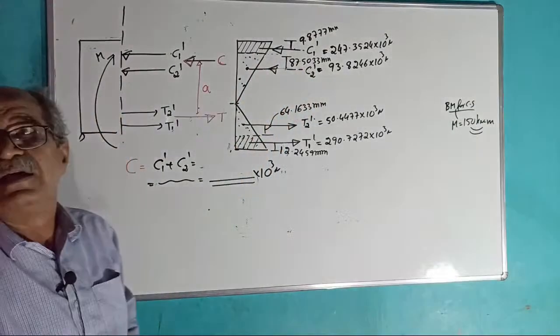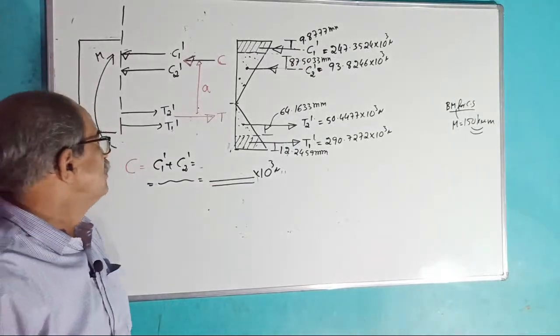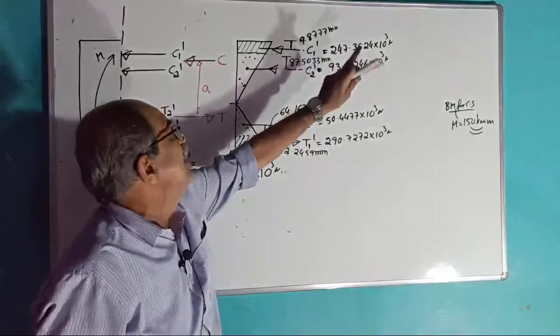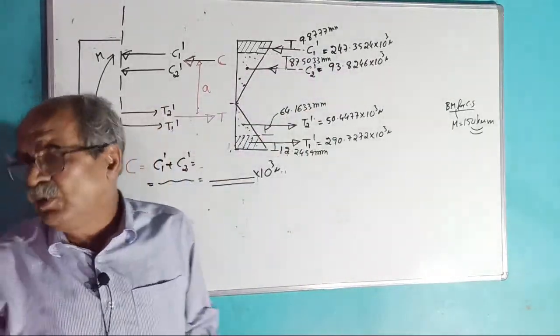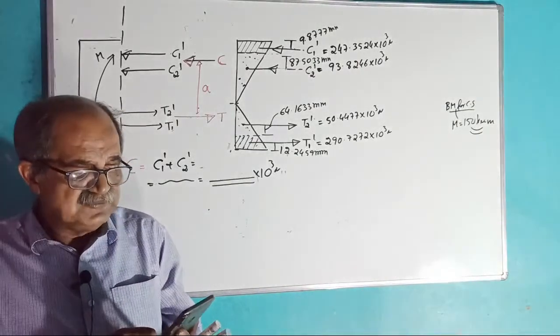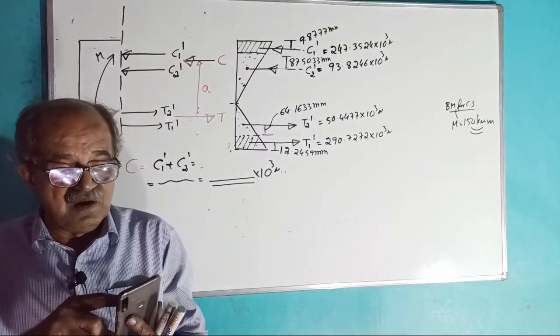You should add. If you cannot add, why come to my class? Some will tell, he is not writing. Yes, why should I write? When C1 dash is here and C2 dash is here, you have a calculator, add those two and tell me the answer. Fast, fast.